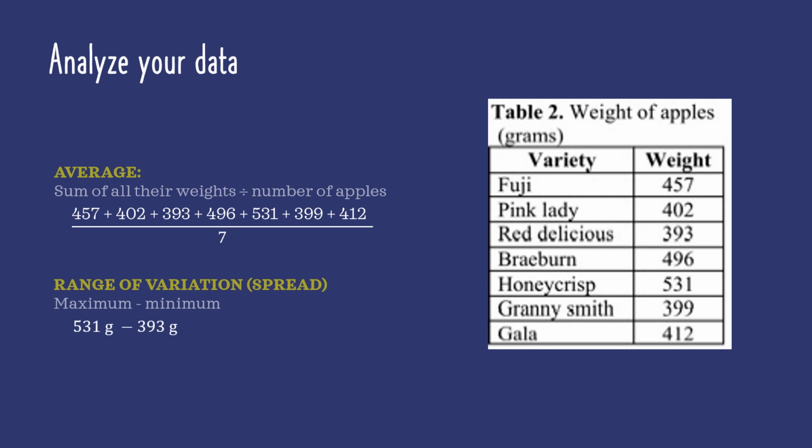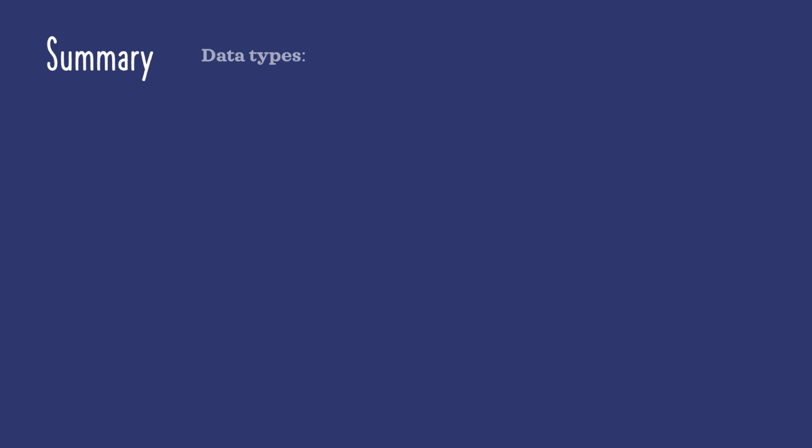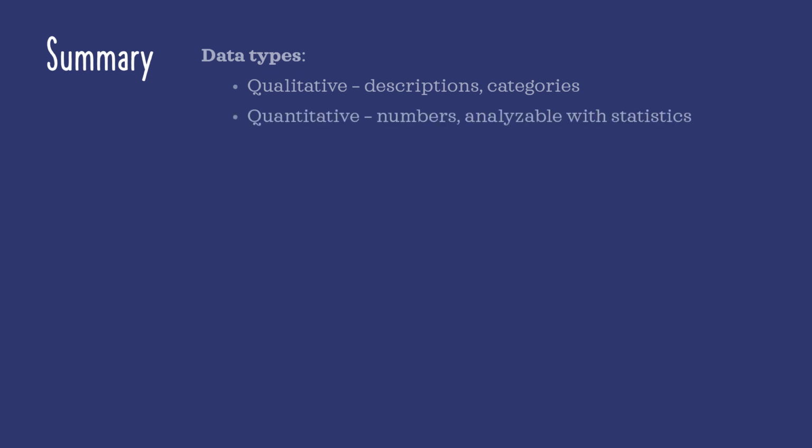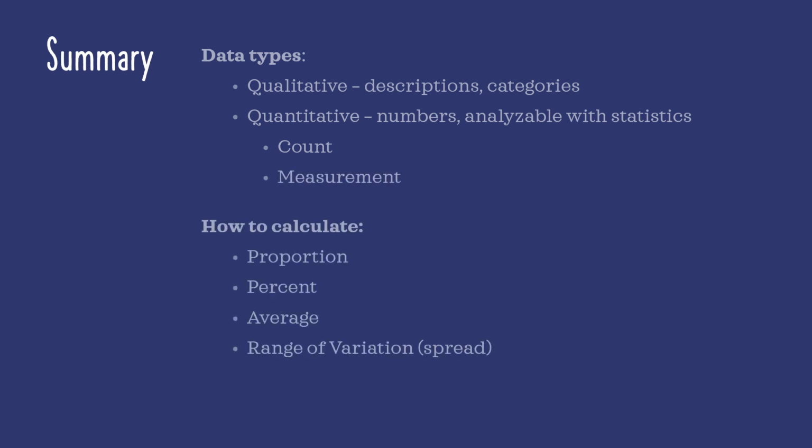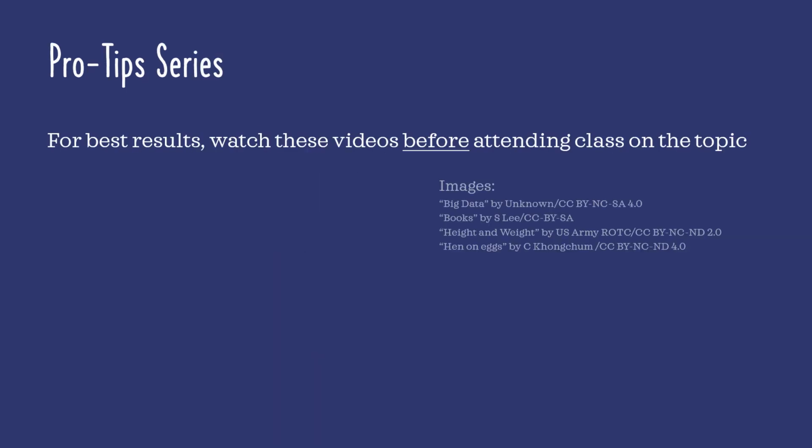Good job! In summary, you've learned about different data types. There is qualitative or descriptive data that describes categories, and there's quantitative data, which comes in numerical form and is analyzable with statistics. Within the quantitative data, there's count and measurement subtypes. You also learned how to calculate proportion, percent, average, and range of variation.